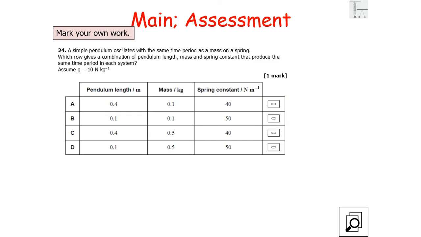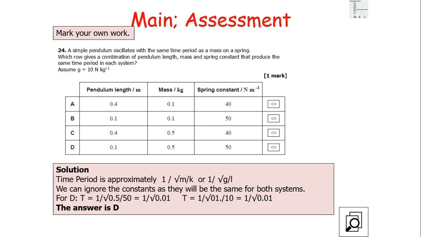24. A simple pendulum oscillates with the same time period as a mass on a spring. Which option gives a combination of pendulum length, mass, and spring constant that produce the same time period in each system? Assume g is 10 newtons per kilogram. So remember, we know that time period is proportional to the square root of m over k, or the square root of l over g. Okay, so we can work it through like that.